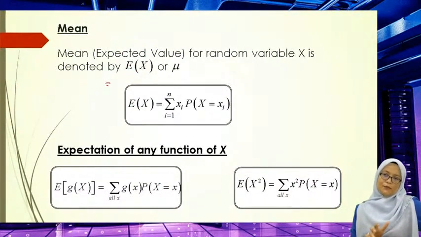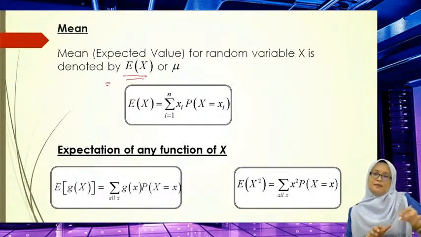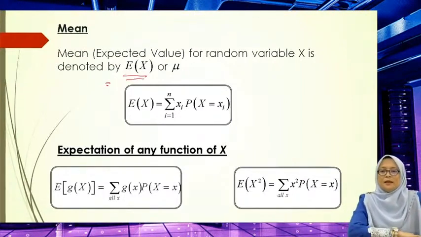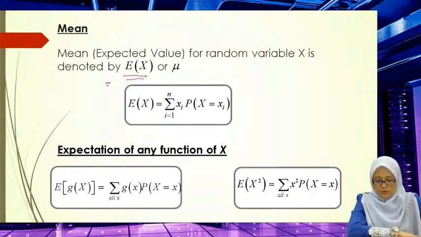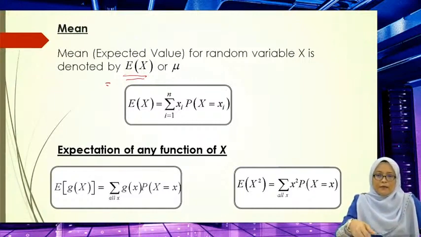Okay, so ini how to find the mean for discrete. So mean is expected value. So for random variable is denoted by EX. So dipanggil expectation of X or mu. Okay, so this is the formula for expectation X. So means that you akan darab you punya nilai X tu dengan dia punya probability. So then you akan total up semua sekali. So that is expectation of X.